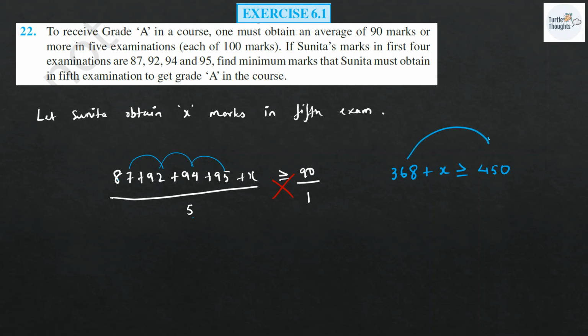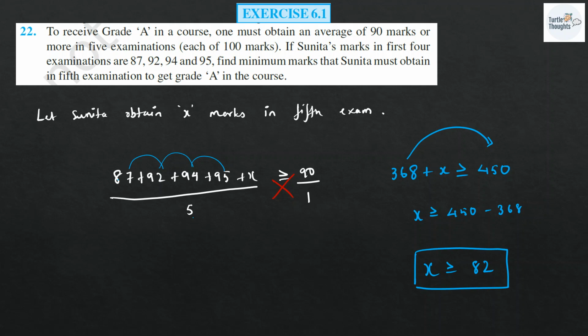Right? Now you transfer this to the other side, you'll be getting the value of x. x is going to be greater than or equal to 450 minus 368. So what do you think the value of x is going to be? It is going to be 82. So 82 is going to be your right answer. So minimum, Sunita has to get 82 marks in order to get an average of 90 marks or above.